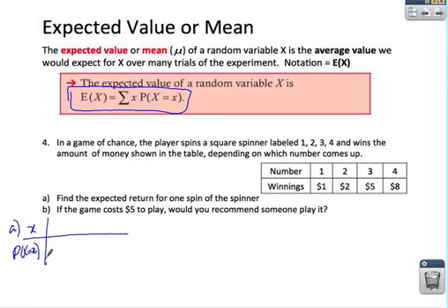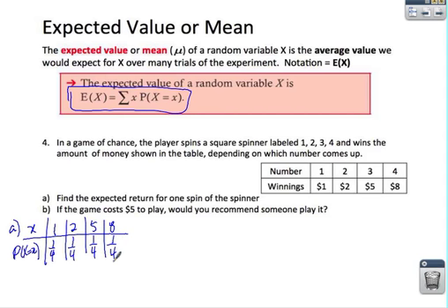So the outcomes are actually the winnings. Okay, so it's 1, 2, 5, and 8. And since it's a square spinner, we're assuming it's a fair square spinner, each face has equal likelihood of showing, so each face would have a probability of 1/4.